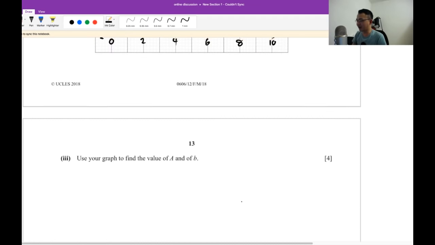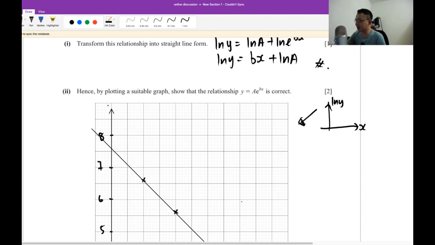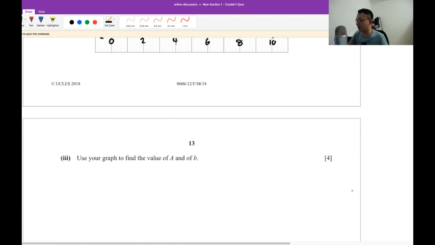Okay, use your graph to find a value A and B. So first thing is I will focus on the ln A, because ln A will be my vertical intercept. In this case, it will be 7.6. So my ln A equals 7.6. So A equals e power of 7.6. You can type in the decimal if you want. Well, the number is very big. It's 1998. But you can write e power of 7.6. Should be good.